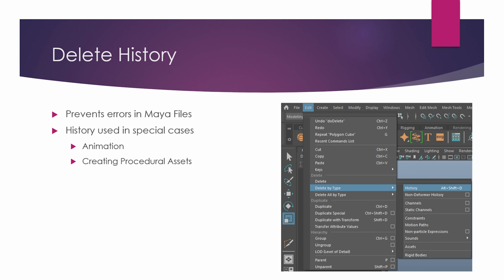These history files need to be removed in order to prevent Maya files from becoming unstable. So ideally we just press Edit, Delete by Type, and then Delete History. And therefore, when you go to access the Maya project later on, you don't have to worry about there being any issues or it being unstable. The only special cases we keep the history are during animation and creating procedural assets.